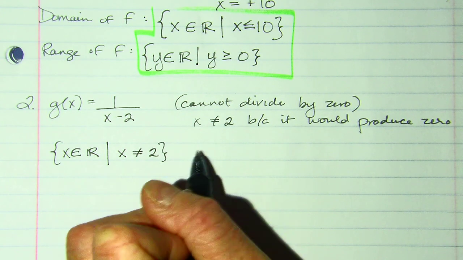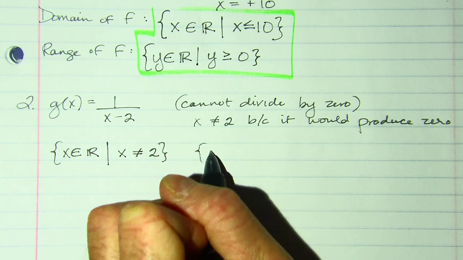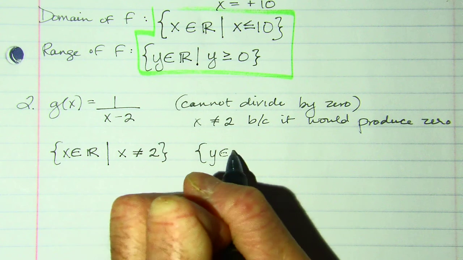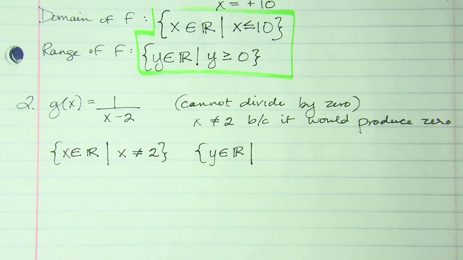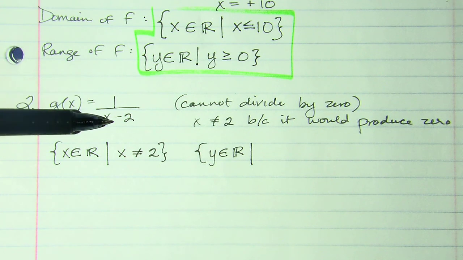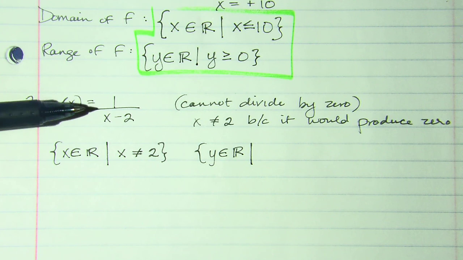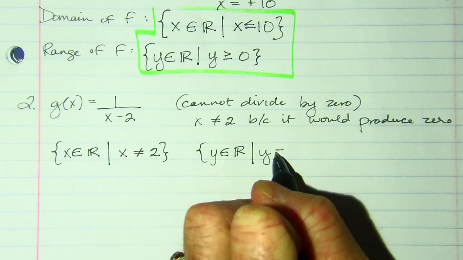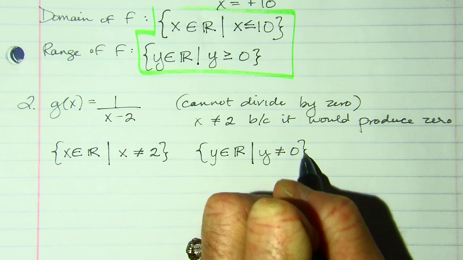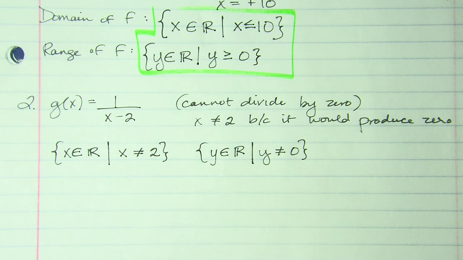Now for y, y is also the set of all real numbers. However, what am I not going to get? Okay, if I divide 1 by 700 and 1 by negative 700, when I divide, I never get 0. So y cannot equal 0. Again, if you need to graph these to help you, that would be fine.